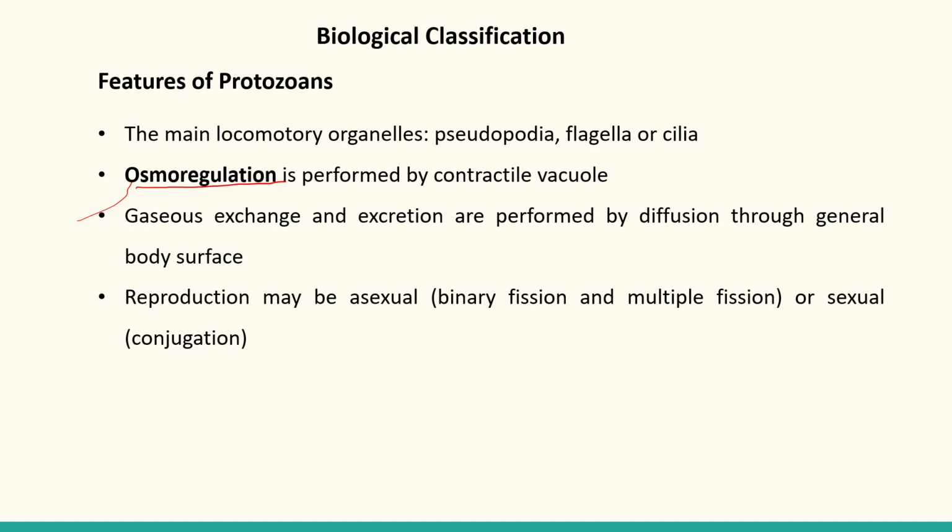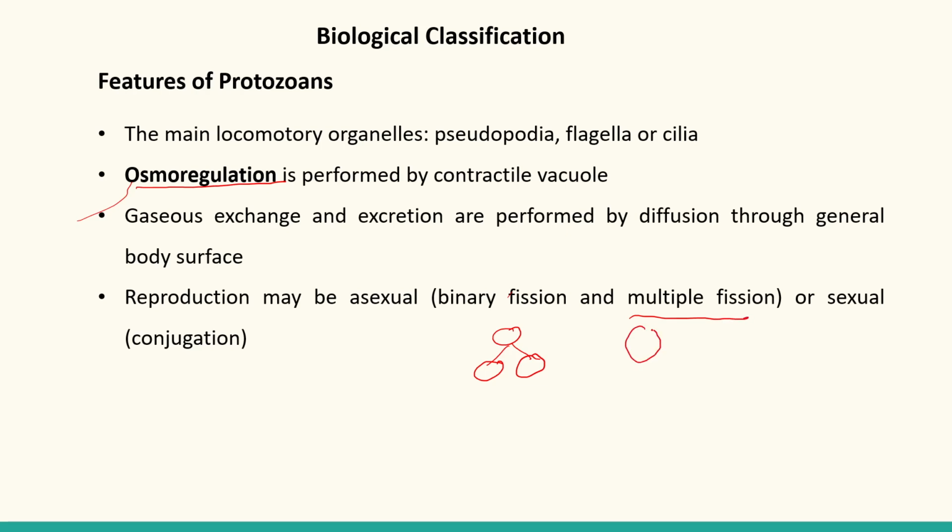Gas exchange and excretion are performed by diffusion through the general body surface. Reproduction may be asexual, that is binary fission or multiple fission, or sexual, that is the conjugation type. So in binary fission, what happens? A single cell divides into two daughter cells. And in multiple fission, what happens?